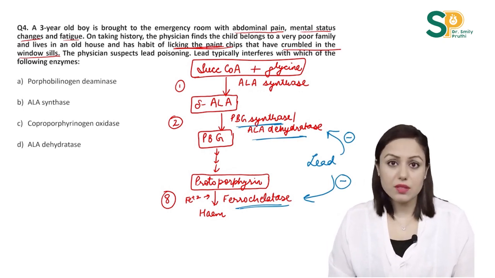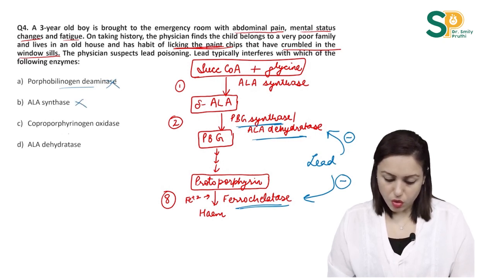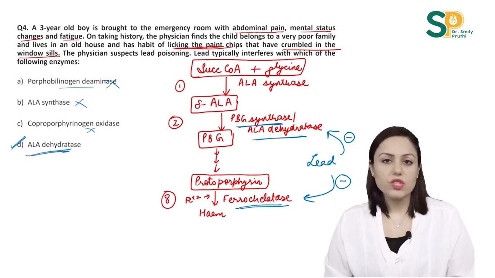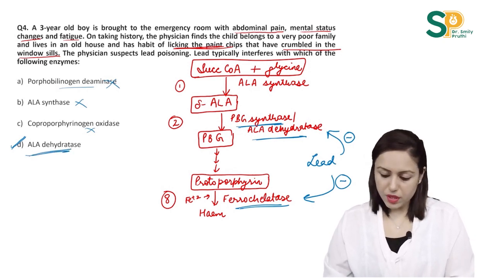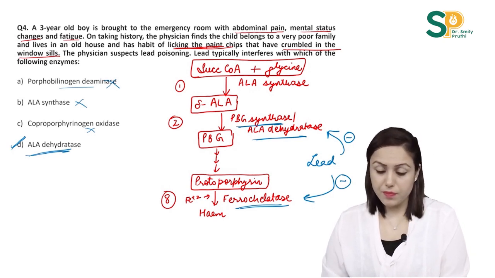The question they are asking is, lead typically interferes with which of the following enzymes? This is PBG deaminase, no. ALA synthase, no. Coproporphyrinogen oxidase, no. So answer is ALA dehydratase. So which enzyme will be decreased in lead poisoning? Either the number 2 or number 8th enzyme of heme synthesis.